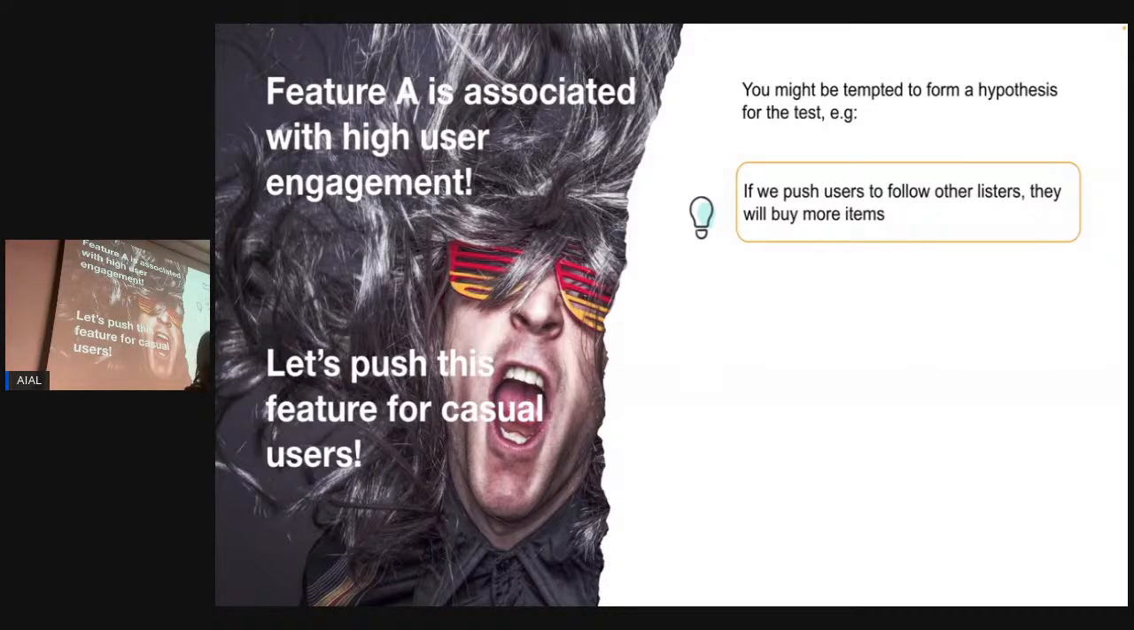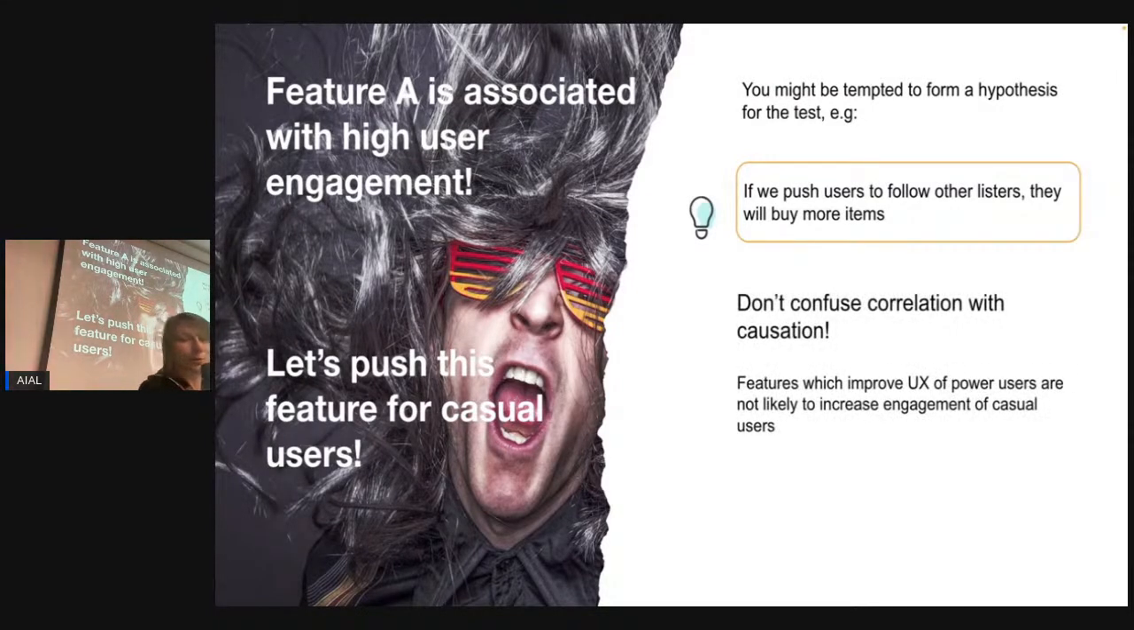So the design of the test would look like you have onboarding on the platform, and then a screen pops up and says, follow some new users, here are some suggestions. But I'm just entering the app, maybe I don't know anything yet. So the idea is don't confuse correlation with causation, because I have seen even really smart people confuse that.